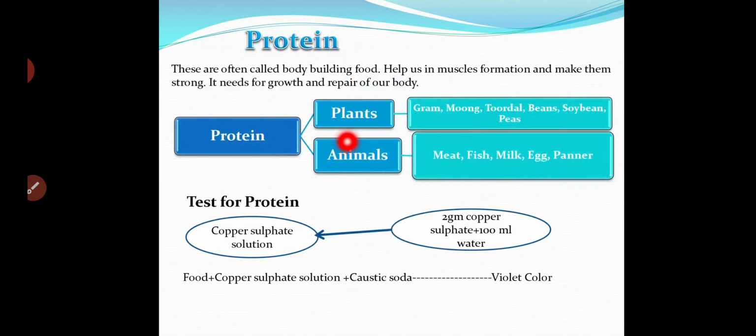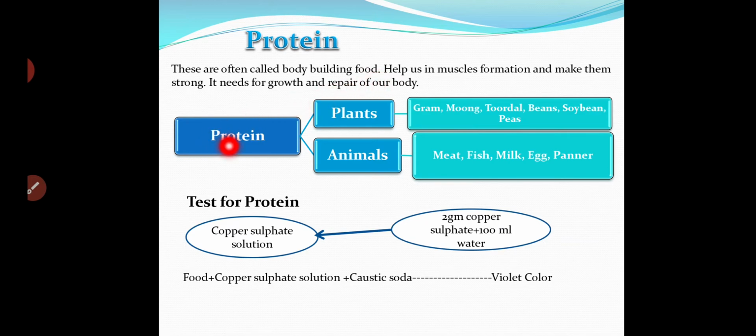Now the next nutrient is protein. These are often called bodybuilding food. They help us in muscle formation and make them strong. It is needed for growth and repair of our body. Many times pregnant ladies as well as persons who are weak in their body get suggestions from the doctor that you have to eat protein rich foods. Why? Because protein is called a body building food.